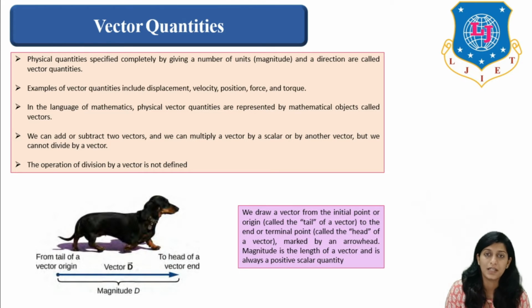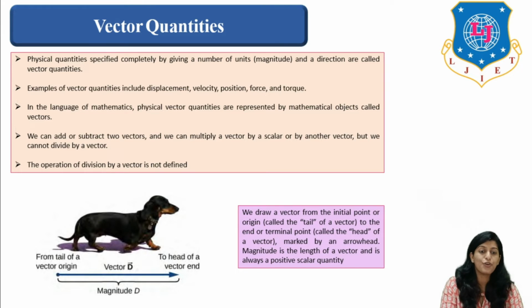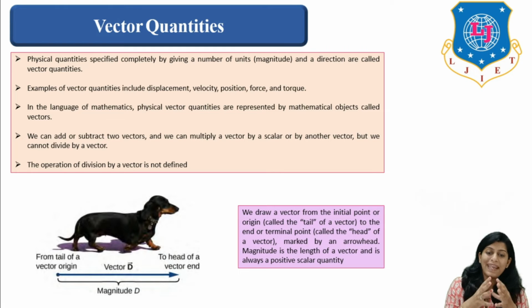So as we have discussed earlier, scalar is a quantity which shows only magnitude, whereas vector is a quantity which shows magnitude as well as direction, right? So physical quantities specified completely by giving a number of units, which is known as magnitude, and a direction, right? This is very important. It should denote or represent the direction of the applied force or applied quantity. So any physical quantity which is specified completely by giving a number of units, that is magnitude, and a direction is termed a vector quantity.